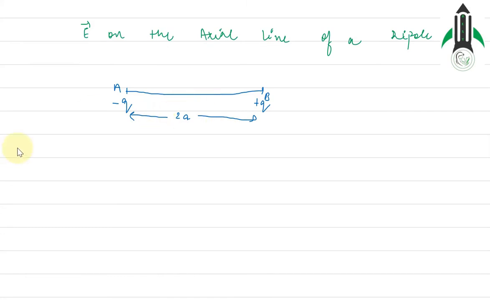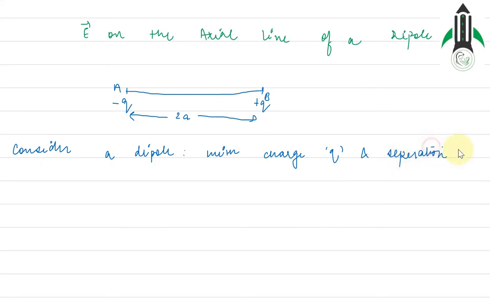So we'll consider a dipole with charge q and separation 2a. We'll take a point P at a distance r from the center of the dipole. We'll assume a charge at point P at a distance r from the center of the dipole, that is this.